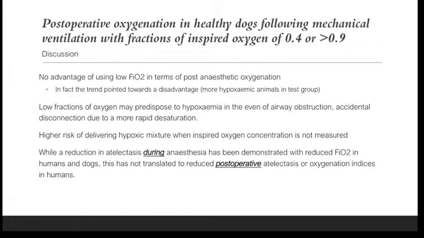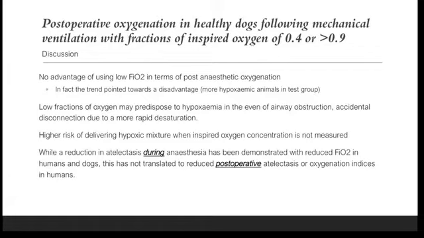They also point out that there's a higher risk of delivering a hypoxic mixture when you use low fractions of oxygen during anaesthetic, especially when the gas mixture is not measured, so you cannot measure the actual concentration of oxygen. So they point at a couple of reasons why using a low fraction might be dangerous intra-op, and then the results kind of suggest that more of these animals might be hypoxemic in the post-operative period too.